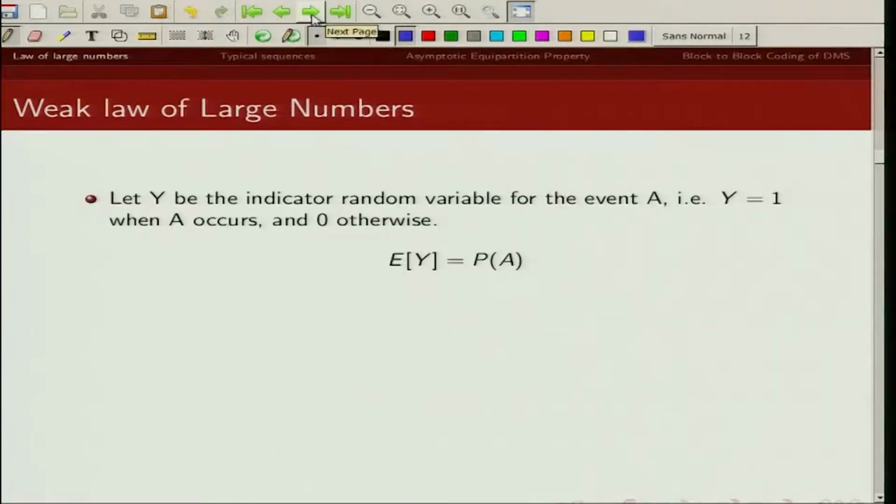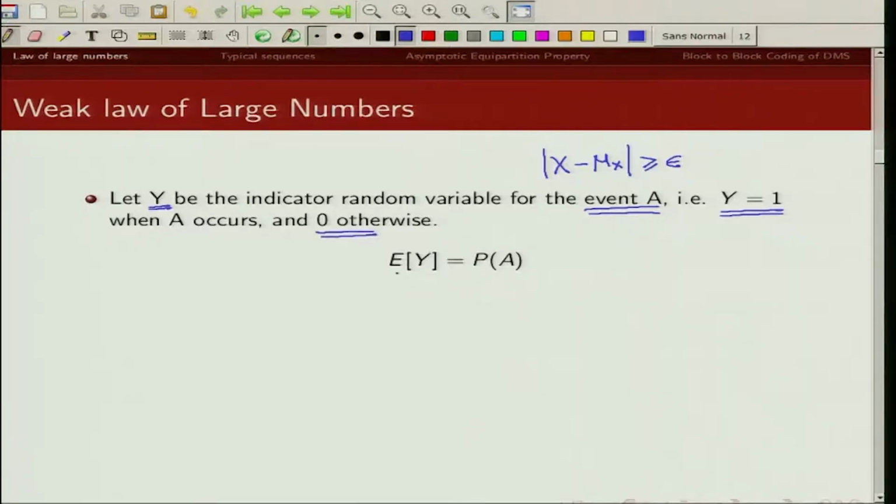Now let us define a random variable y. So y is an indicator random variable for this event A. And what is this event A? Recall, this was the event that |x minus mu x| is greater than or equal to epsilon. So what does an indicator random variable do? It will indicate 1 when event A has occurred, otherwise it will be 0.